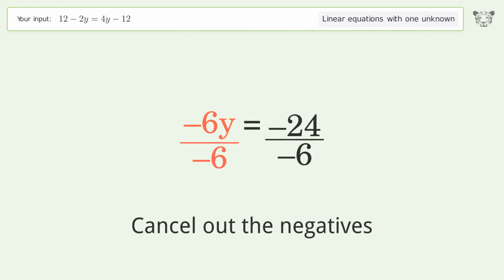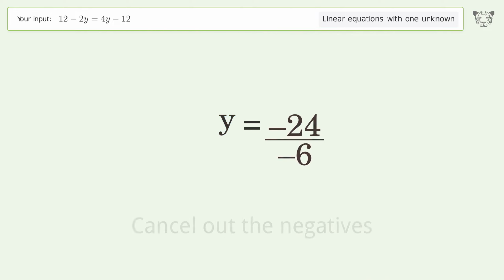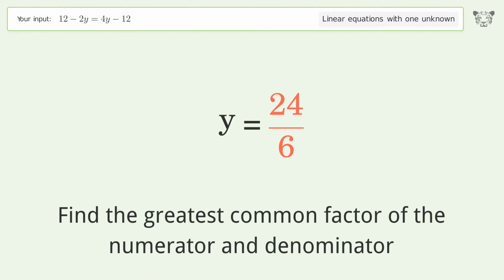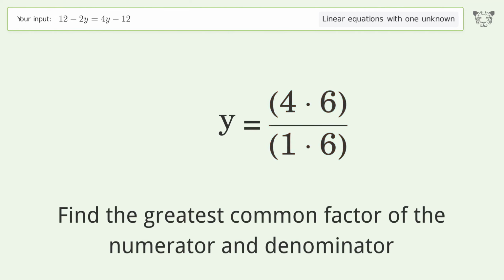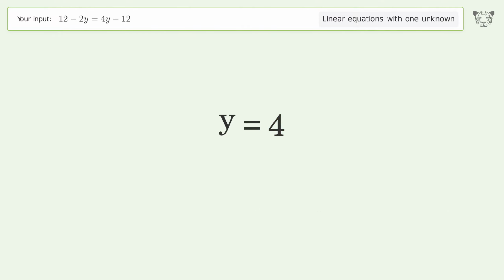Cancel out the negatives. Simplify the fraction. Cancel out the negatives. Find the greatest common factor of the numerator and denominator. Factor out and cancel the greatest common factor. And so the final result is y equals 4.